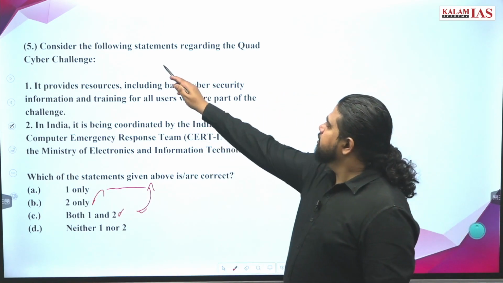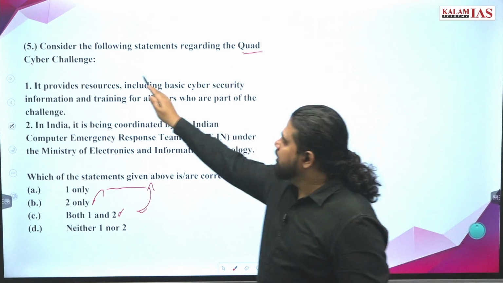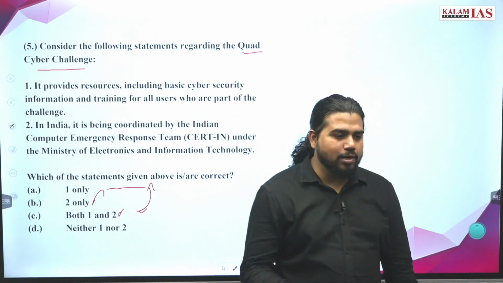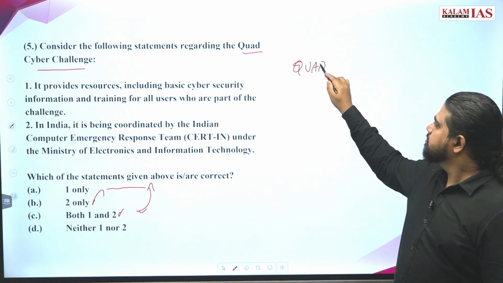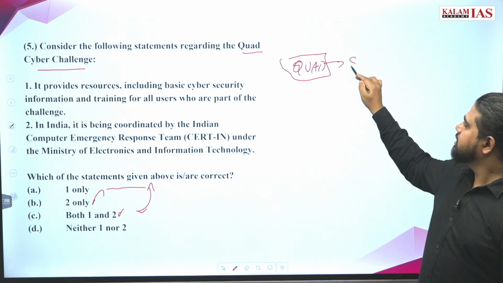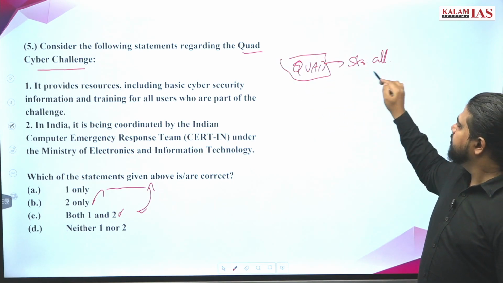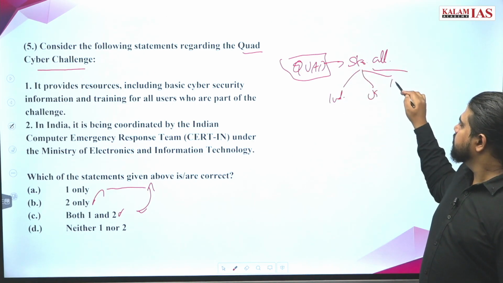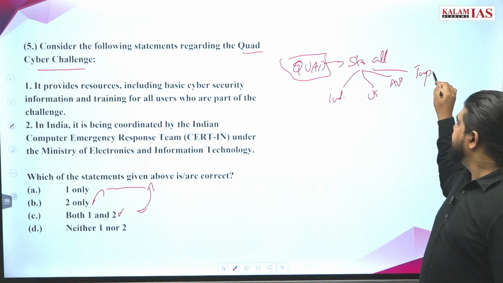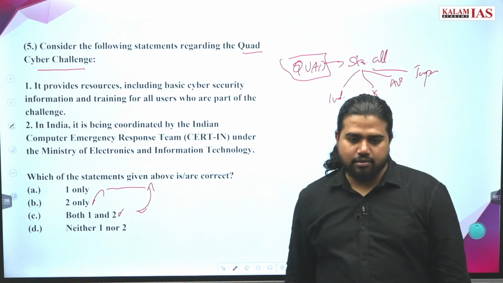Okay. Consider the following statement with regard to the Quad Cyber Challenge. What exactly is Quad? You can call it a strategic alliance between 4 countries. Which are the 4 countries? India, the US, Australia and Japan. Diamond democracy is also associated with Quad.